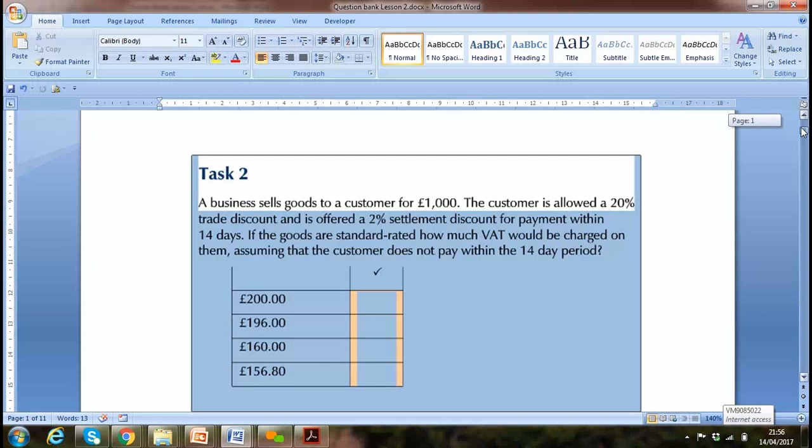Then we offer settlement discount. We don't need to know a lot about the settlement discount, but I had already prepared a handout, so I sent it to you. Settlement discount: if somebody pays within a certain time, we'll give them an extra 2% discount. We always take out the discount, whether the person takes it or not, and then we calculate the VAT after taking out the discounts.